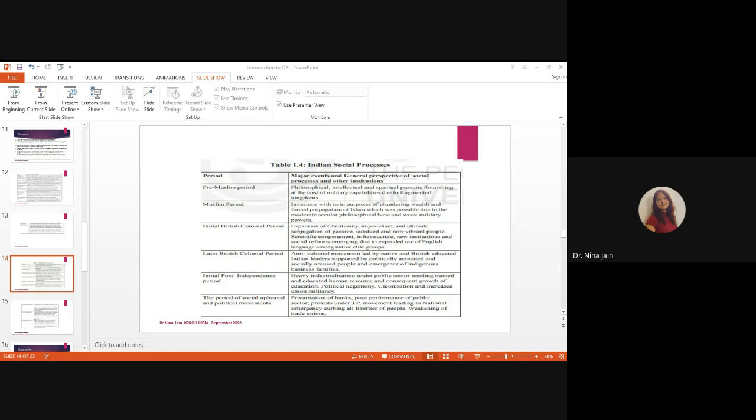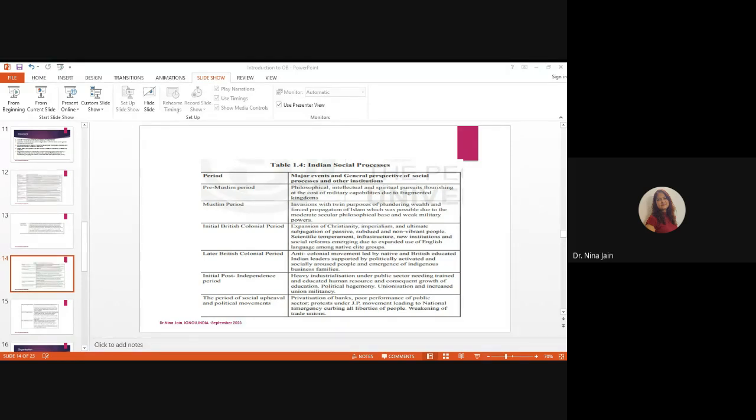In the initial British colonial period, when we talk about Indian social processes, it was more of expansion of Christianity, imperialism, and ultimate subjugation of passive, subdued, and non-vibrant people. That means they just wanted to convert people to Christianity. Scientific temperament, infrastructure, new institutions, and social reforms emerged during that period due to the expanding use of the English language among native allied groups.